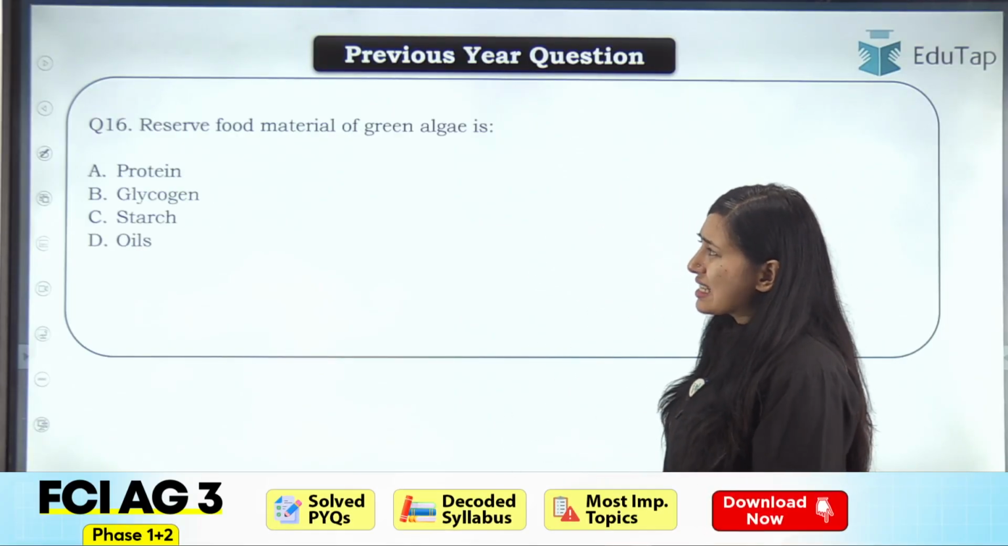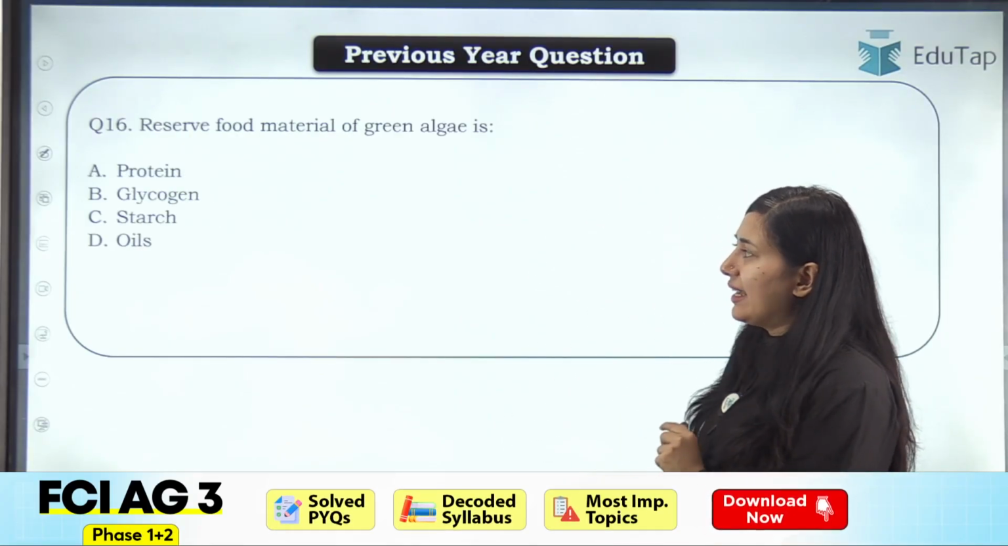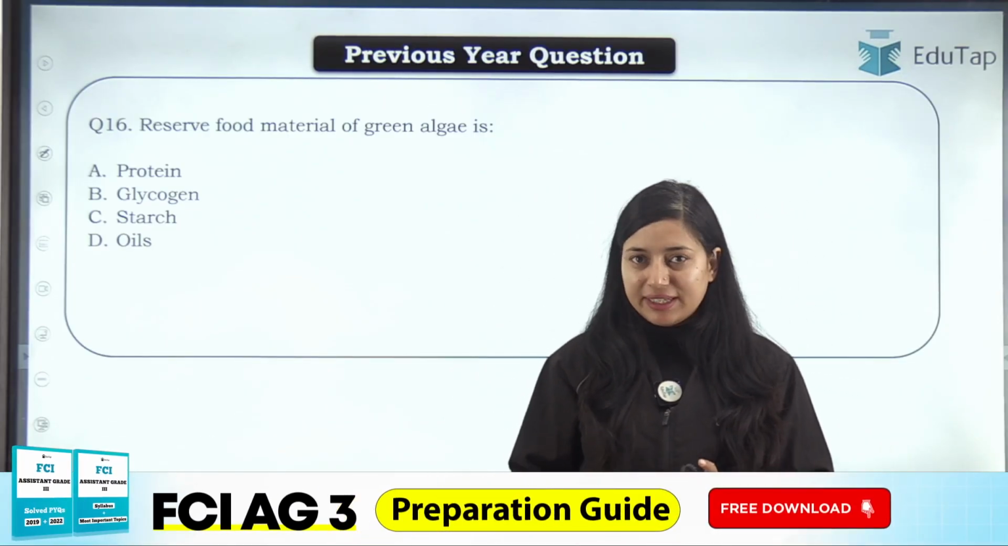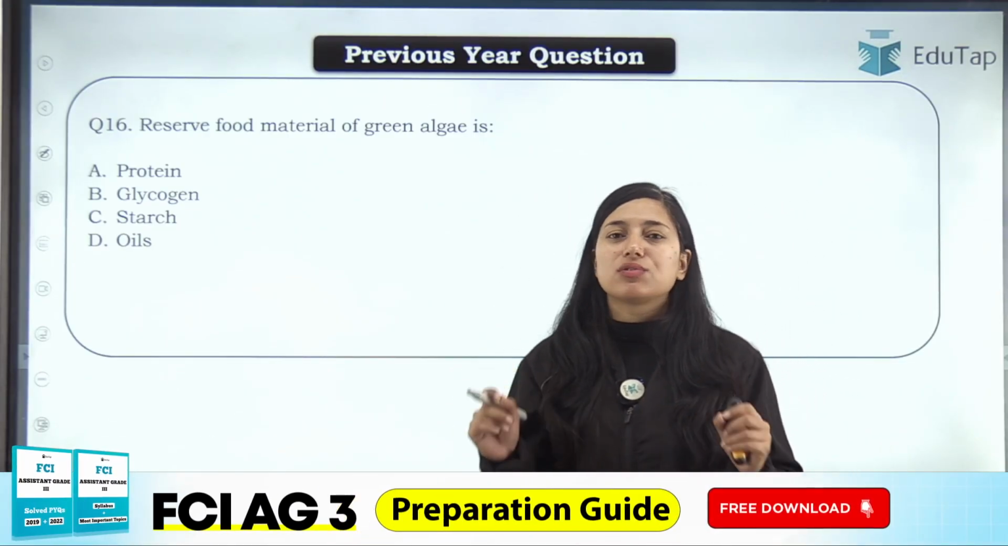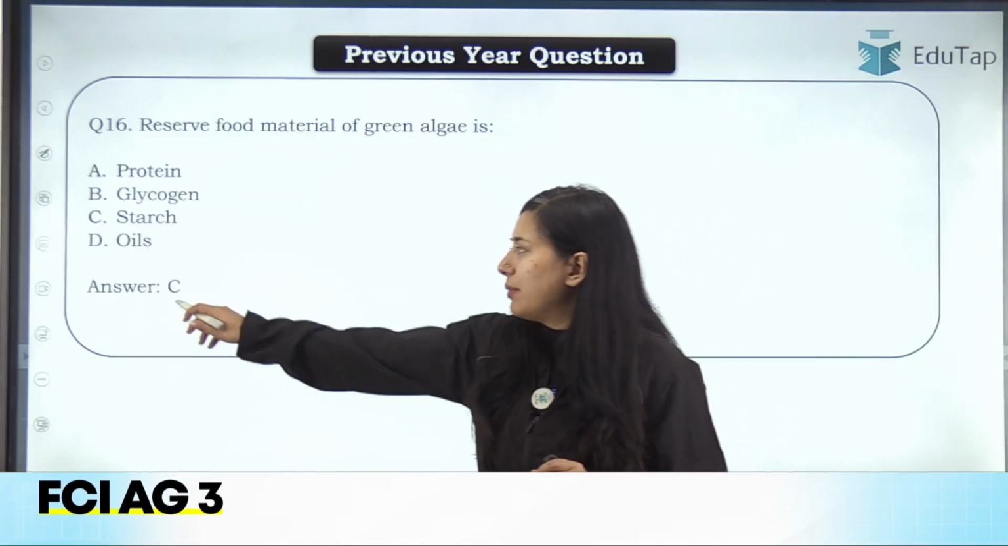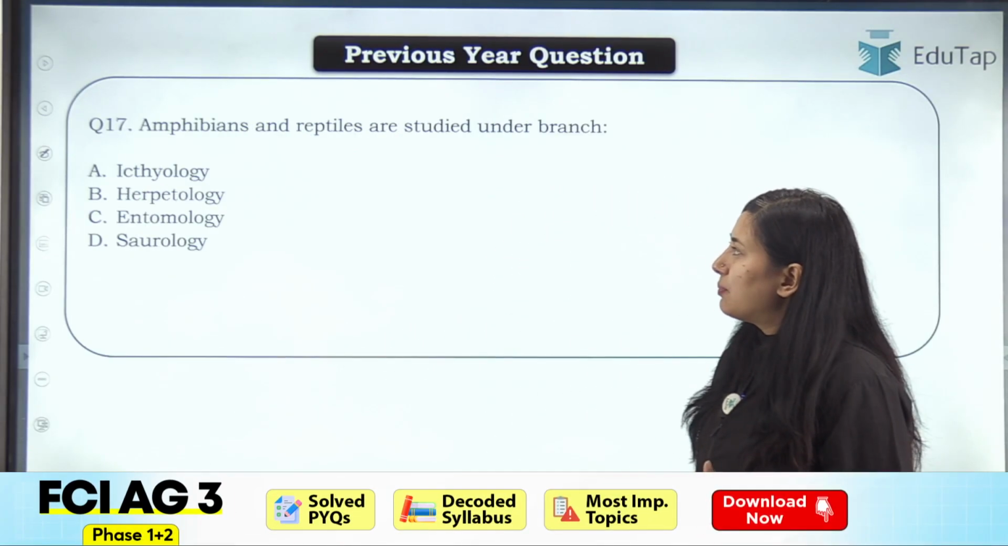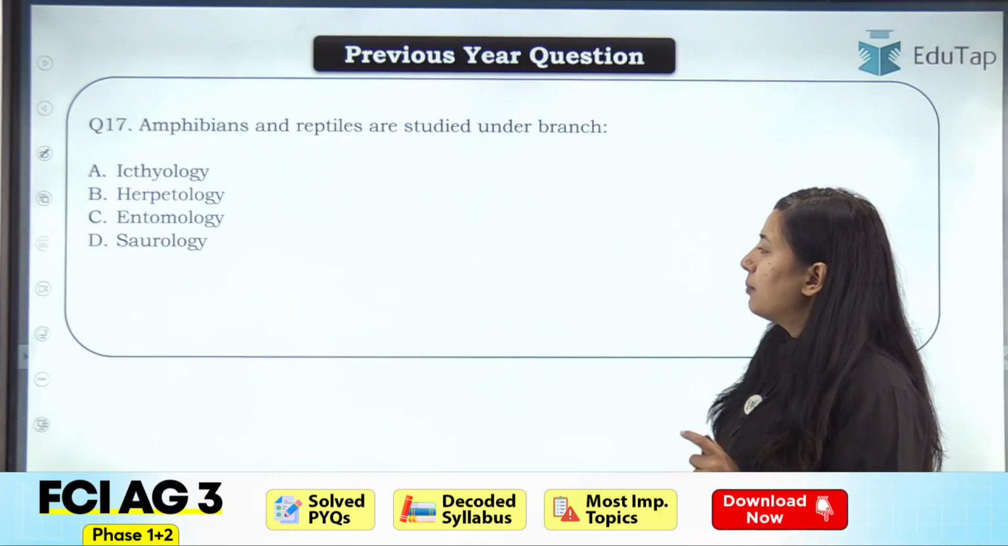Okay, reserve food material in green algae is. So you have been asked what the reserve food material in green algae is, and again this is a direct question from your NCERT. Okay, the answer here will be starch. Clear? Okay, next is amphibians and reptiles are studied under branch.